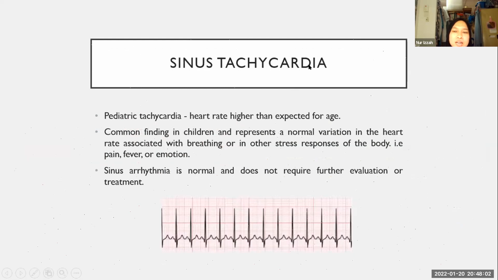Okay, next is sinus tachycardia. It means a heart rate that is higher than expected for age. So we must know the table that I presented just now, the normal heart rate for the pediatric age group. This is a common finding and represents normal variation in the heart rate associated with breathing, because during inspiration the heart rate will increase and during expiration the heart rate will be slower, or otherwise a stress response of the body. For example, if the patient is in pain, has fever or emotion, the adrenaline rush will increase the heart rate. So sinus arrhythmia is normal and does not require further evaluation or treatment.